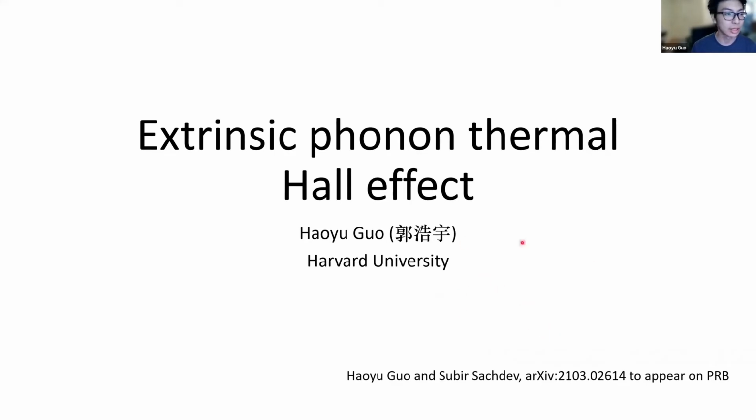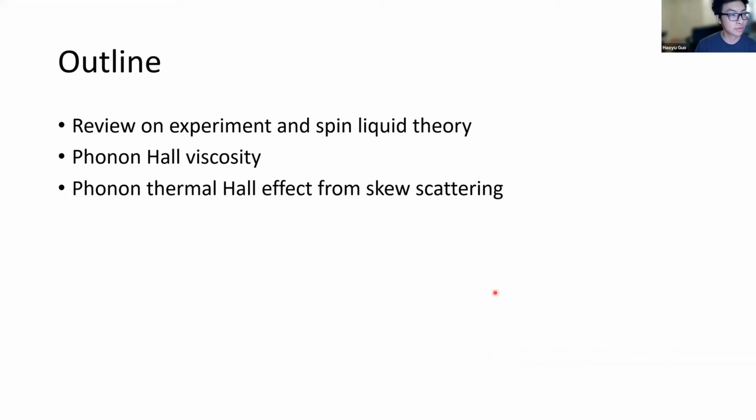So today I'll tell you a little bit about the phonon thermal Hall effect. Here's the outline. I want to first review some of the relevant experiments in cuprates, as well as some RVB theories about the thermal Hall effect. Then I'll move on to discuss the mechanism for phonon being chiral, which is the phonon Hall viscosity. Next I will talk about how the phonon Hall viscosity can, through various mechanisms, give rise to the thermal Hall effect.